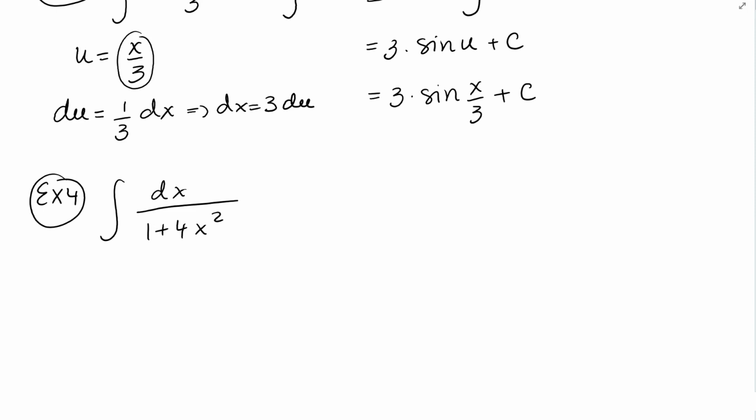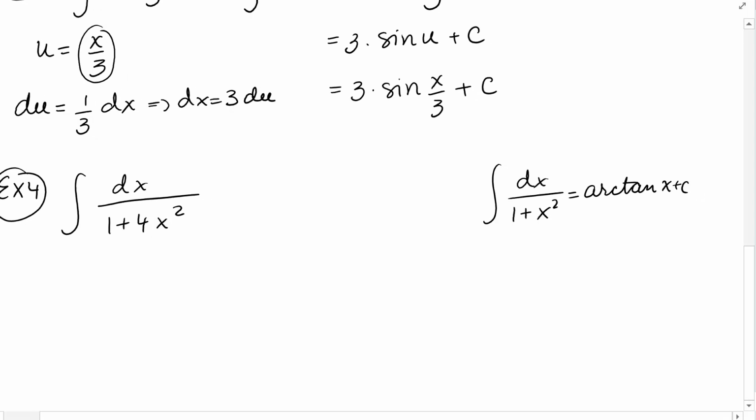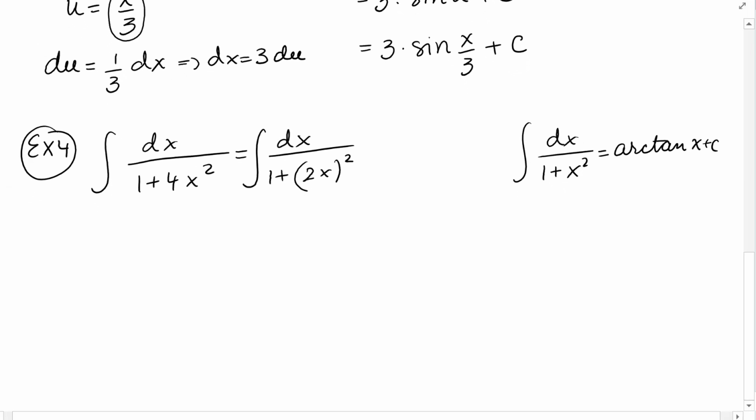Example 4. Integral of dx over 1 plus 4x squared. Now this integral reminds me of dx over 1 plus x squared, which is equal to arctangent of x plus c. So in our case, let's rewrite this as integral of dx over 1 plus, well, 4x squared can be written as 2x, everything squared. Because it's not just x squared like we expected in the formula, it's 2x squared, I'm going to set u equals 2x. So du is equal to 2 dx. So dx is du over 2.